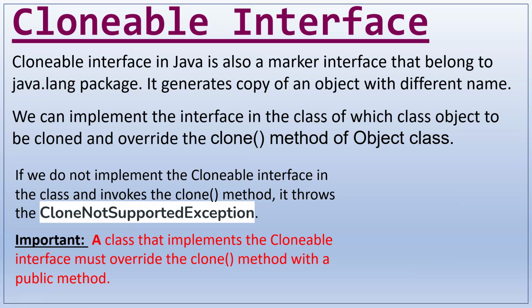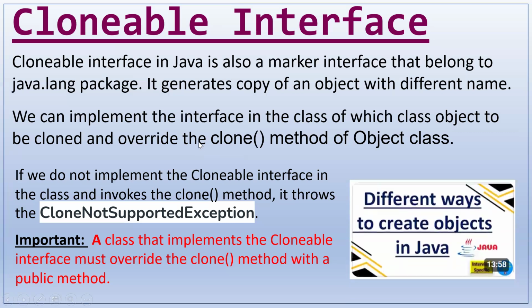If we do not implement the Cloneable interface in the class and try to invoke the clone method, it will throw a CloneNotSupportedException. So the important thing is that a class that implements the Cloneable interface must override the clone method, which is a public method. If you want more detail on how to create a clone of an object using the Cloneable interface, you can watch my video on different ways to create objects in Java.